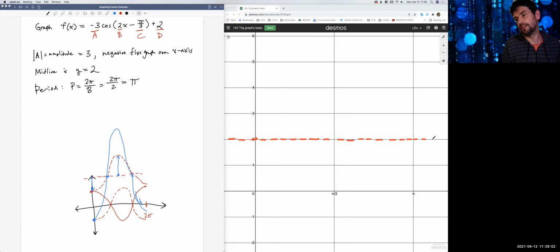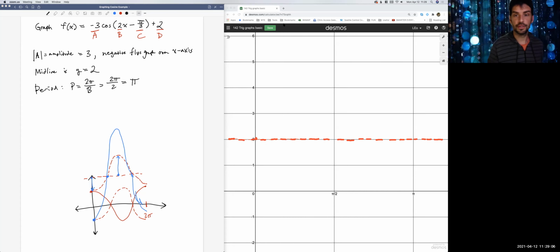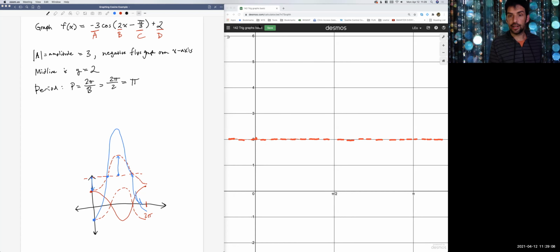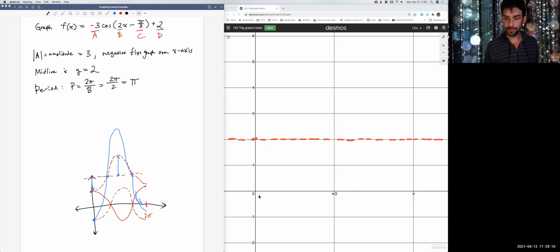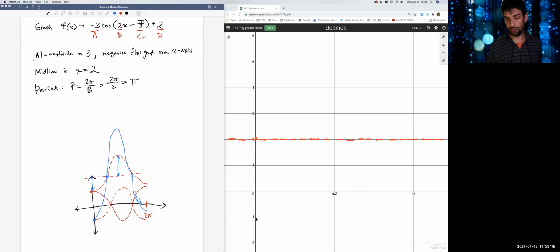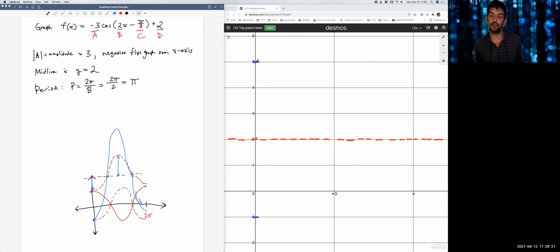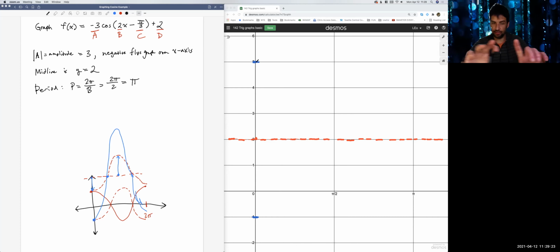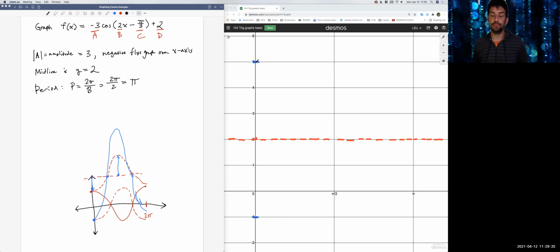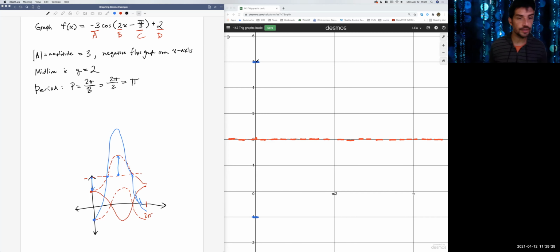Here's our midline at y equal to 2. According to the amplitude, A, our amplitude is 3, meaning the furthest away we're going to get for this function is down to -1, and the highest we're going to get is 5. I'm just putting those two in, so my graph is going to go along this band between -1 and 5 in the y values.